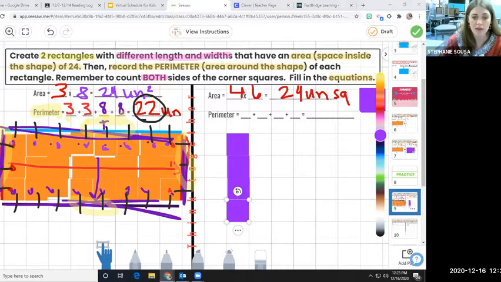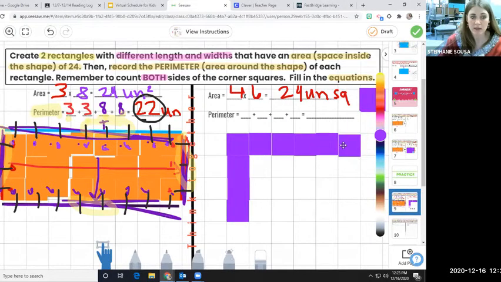Okay. Then we're going to make our width of 6. So we already have 1, 2, 3, 4, 5, and 6. So now you have 1 length and 1 width. Go ahead right now and finish filling in that rectangle. Okay, so you're just going to drag your squares until you have a rectangle that is 4 by 6, a length of 4, a width of 6. Okay, go ahead and work on that.